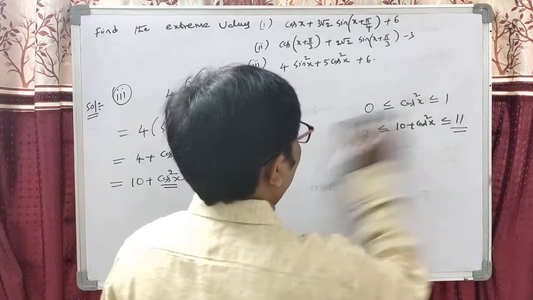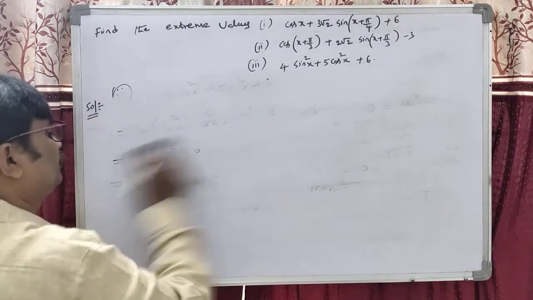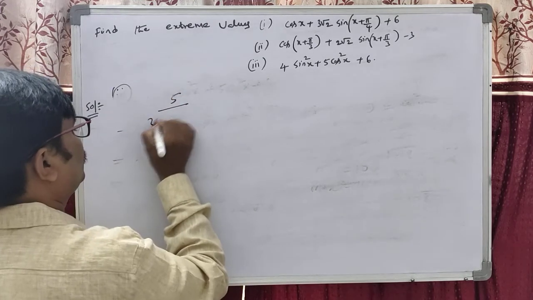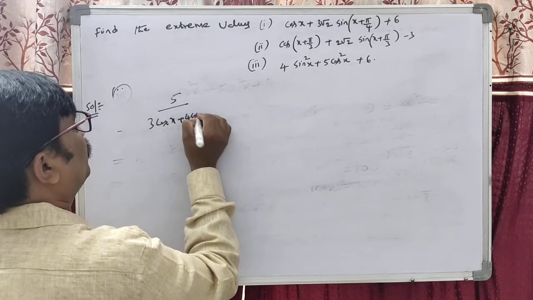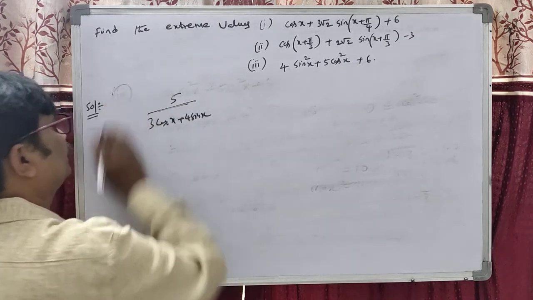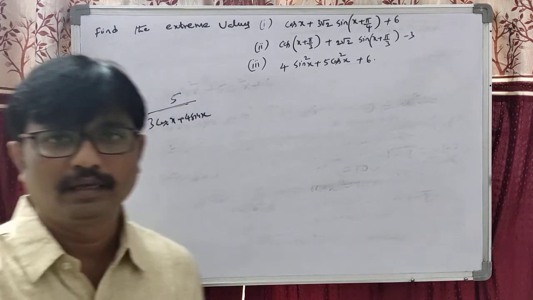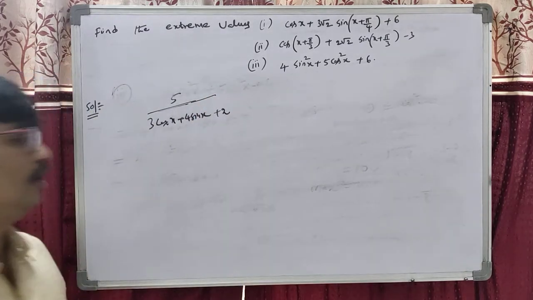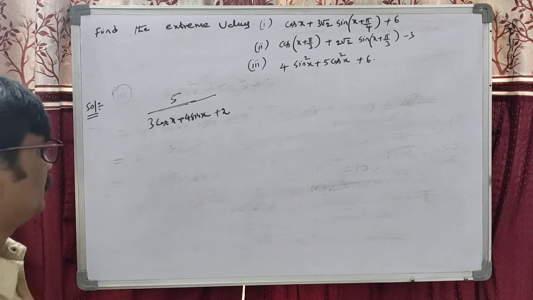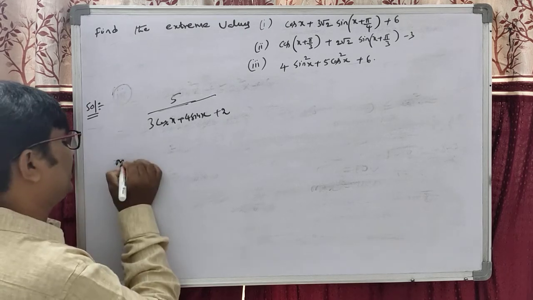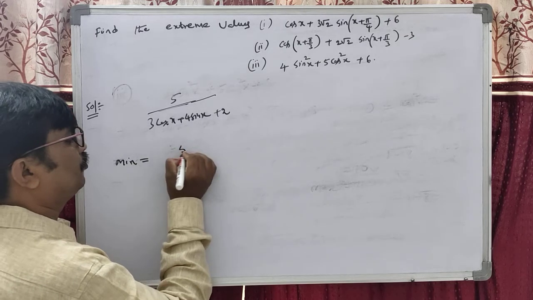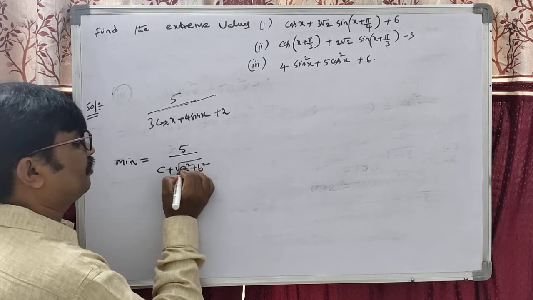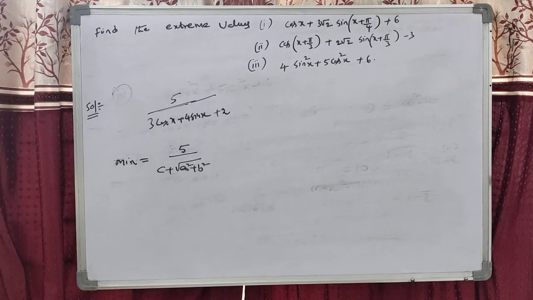One minute students. Suppose we have 5 by 3 cos x plus 4 sin x plus 2. How to find the minimum and maximum values? Dear students, this can be written as the minimum value 5 by c plus root of a square plus b square. So you can interchange the formula students.